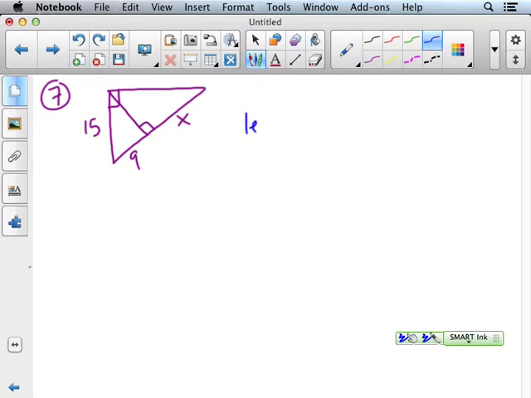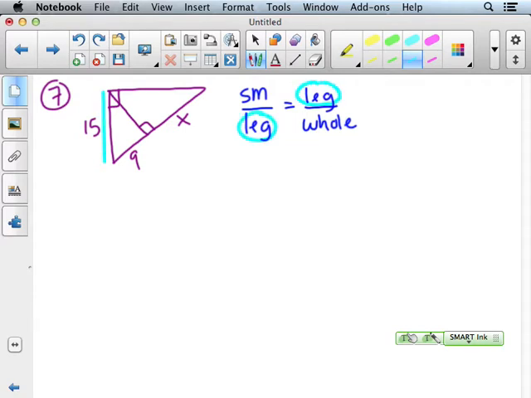Remember that the leg is the geometric mean of the small part of the hypotenuse and the whole hypotenuse. So in this case, here's my leg, so that's going to go here and here. This is the small part of the hypotenuse that corresponds with that leg, so that will go there. And then here's my whole hypotenuse, so that will go here. So now it's just a matter of filling in and solving.